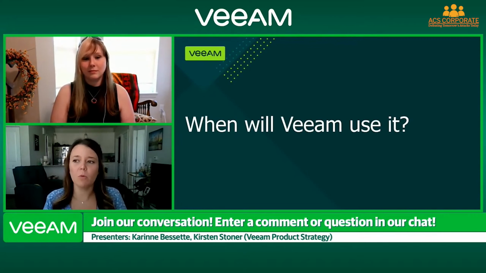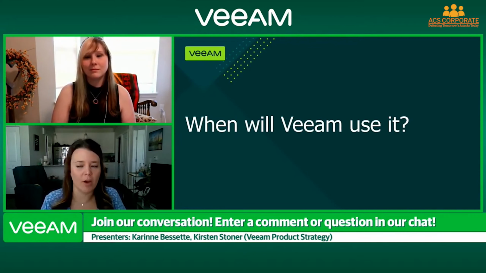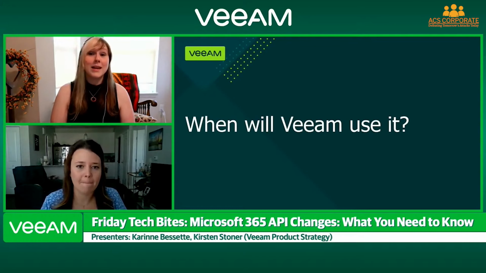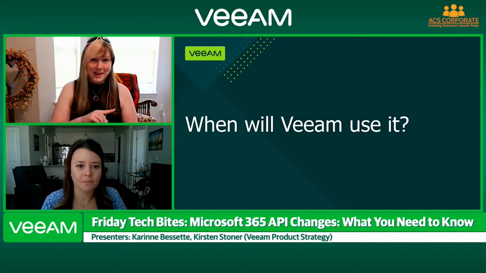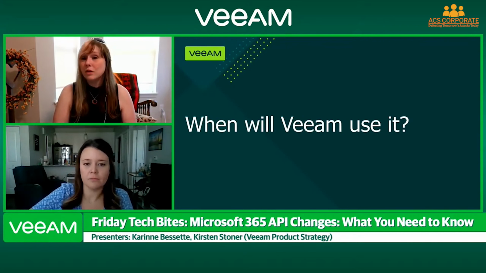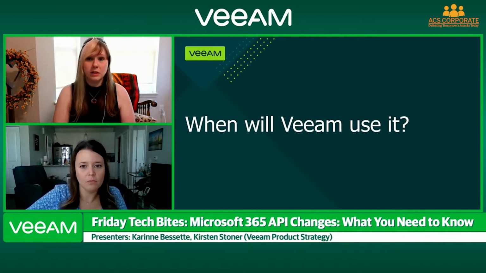So if a customer was to upgrade to version 6A, and they didn't request access to this API, will their backups of their Teams data fail, or how will that work within Veeam? Yes, so if you go the other way and you update the product without requesting the API, you will lose access and the ability to do backup of Microsoft Teams.